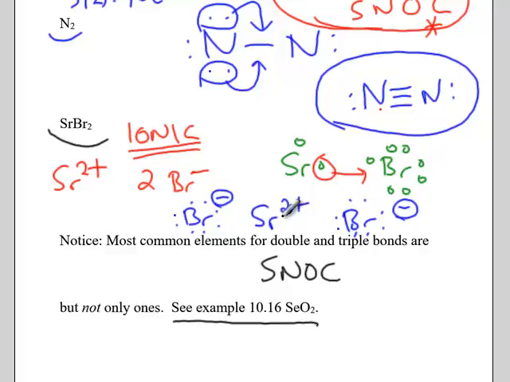So notice we're not connecting the atoms together. We don't draw lines. We only do that for covalent bonding.